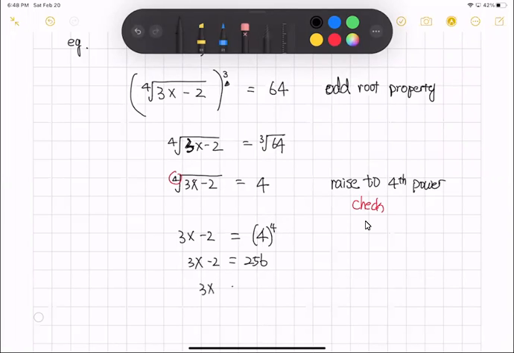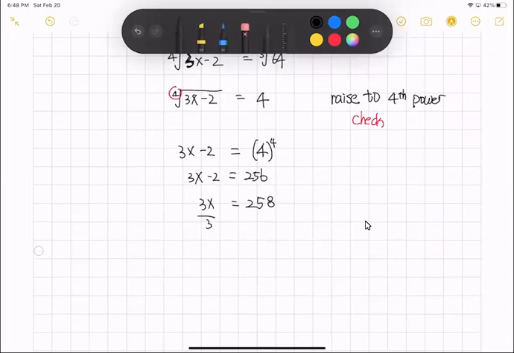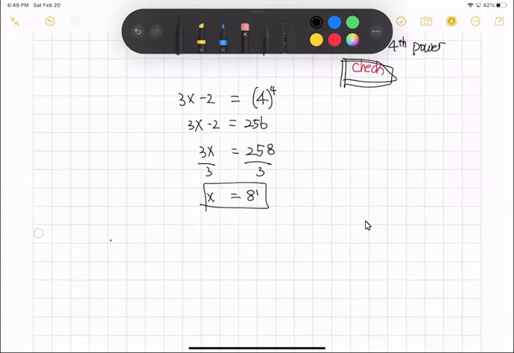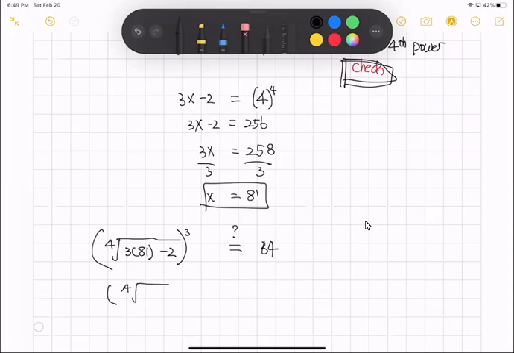I add 2 on both sides. I have 258. And then I divide by 3. I have x = 86. Again, we need to check our solution by substituting x = 86 into our equation. So I have the fourth root of 3 times 86 minus 2, to the third power. If this is equal to 64, okay. So 3 times 86 is equal to 258.